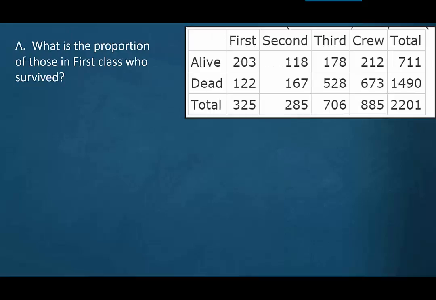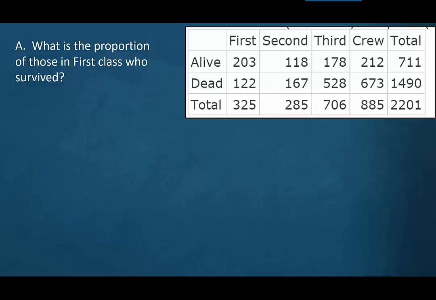So often you're just going to be presented with the counts in each cell, rather than the row percentages or column percentages, and you'll just be asked individual questions about it. So for example, what is the proportion of those in first class who survived? Pause the video here if you haven't been doing that and see if you can figure this out.